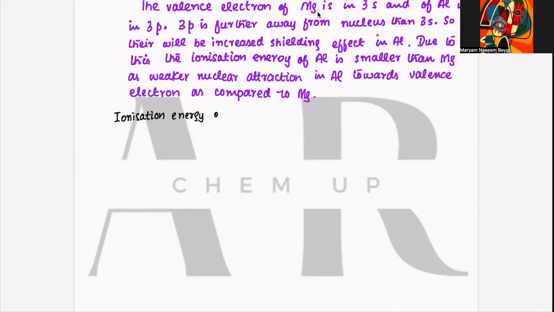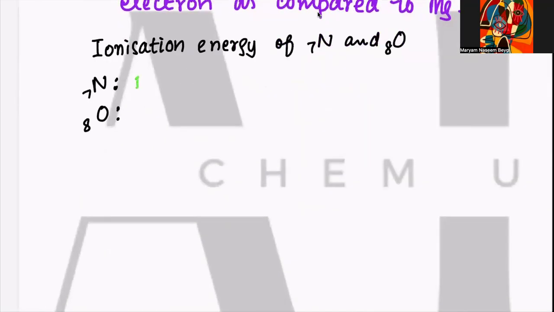So now we are going to discuss the exception or the deviation in the trend between nitrogen and oxygen. Oxygen gets lower than the nitrogen. So again, if you write the reason, before that, write the electronic configuration. So if I write their electronic configuration, 1s2, 2s2, 2p3. Now, different subshells have a different space for electrons.